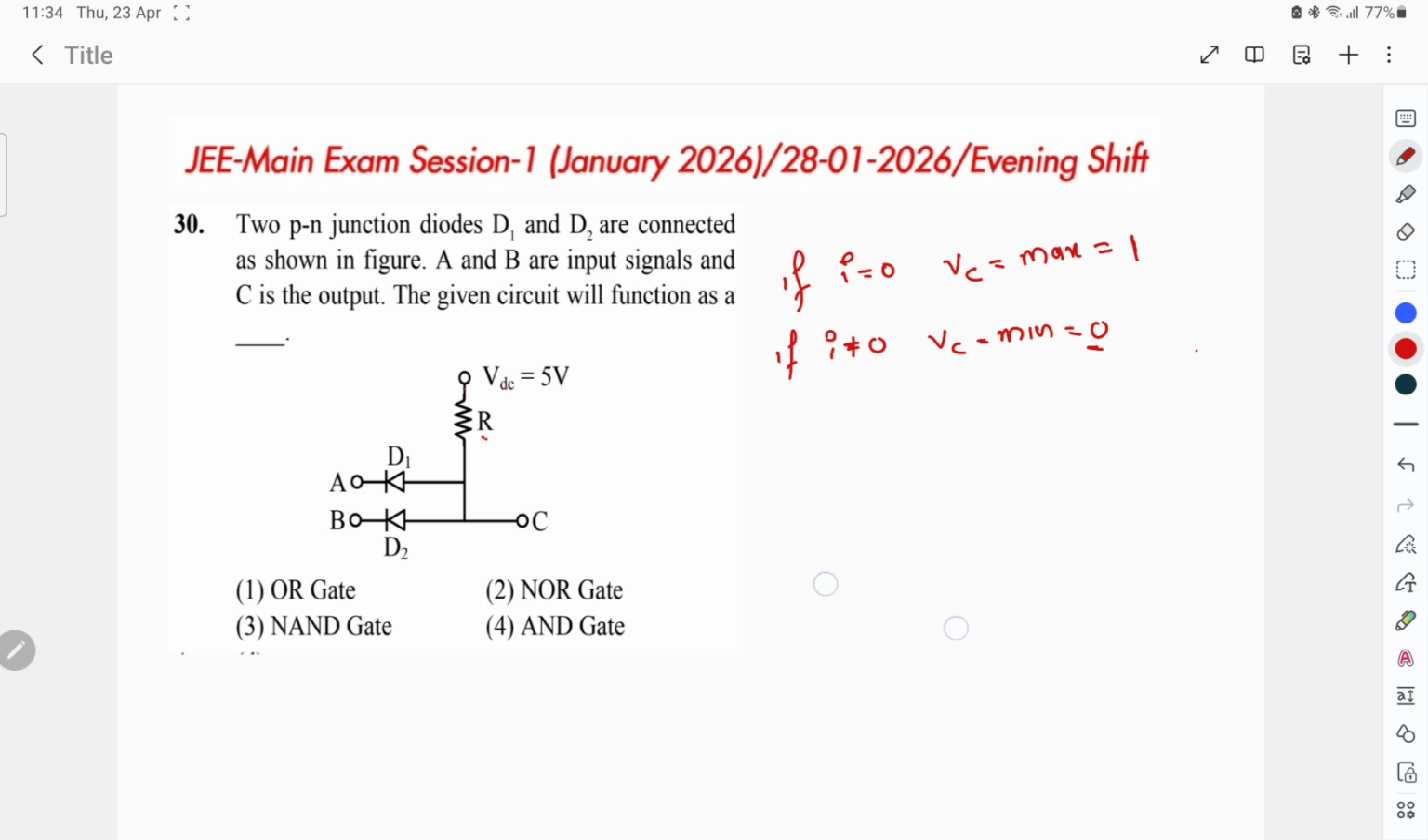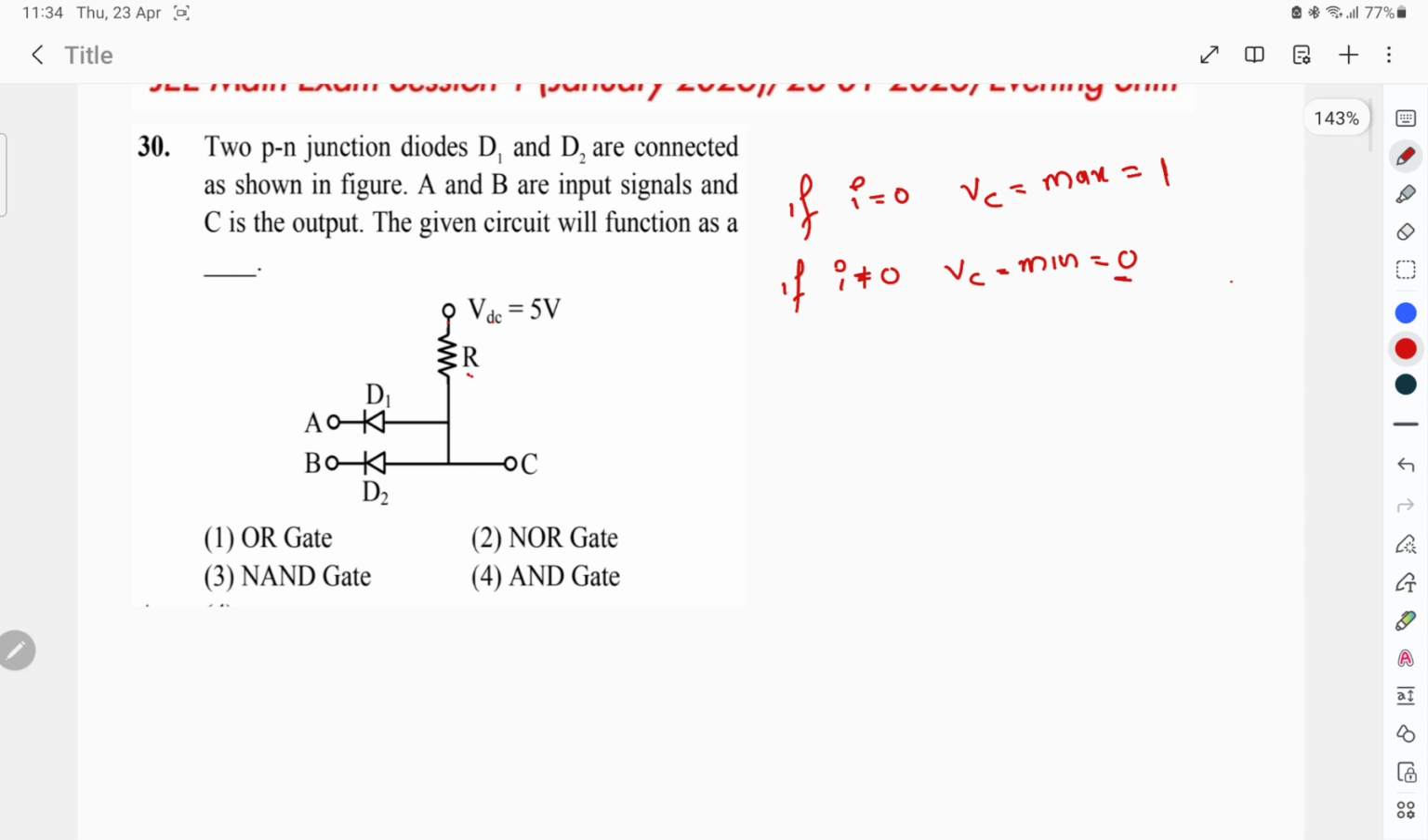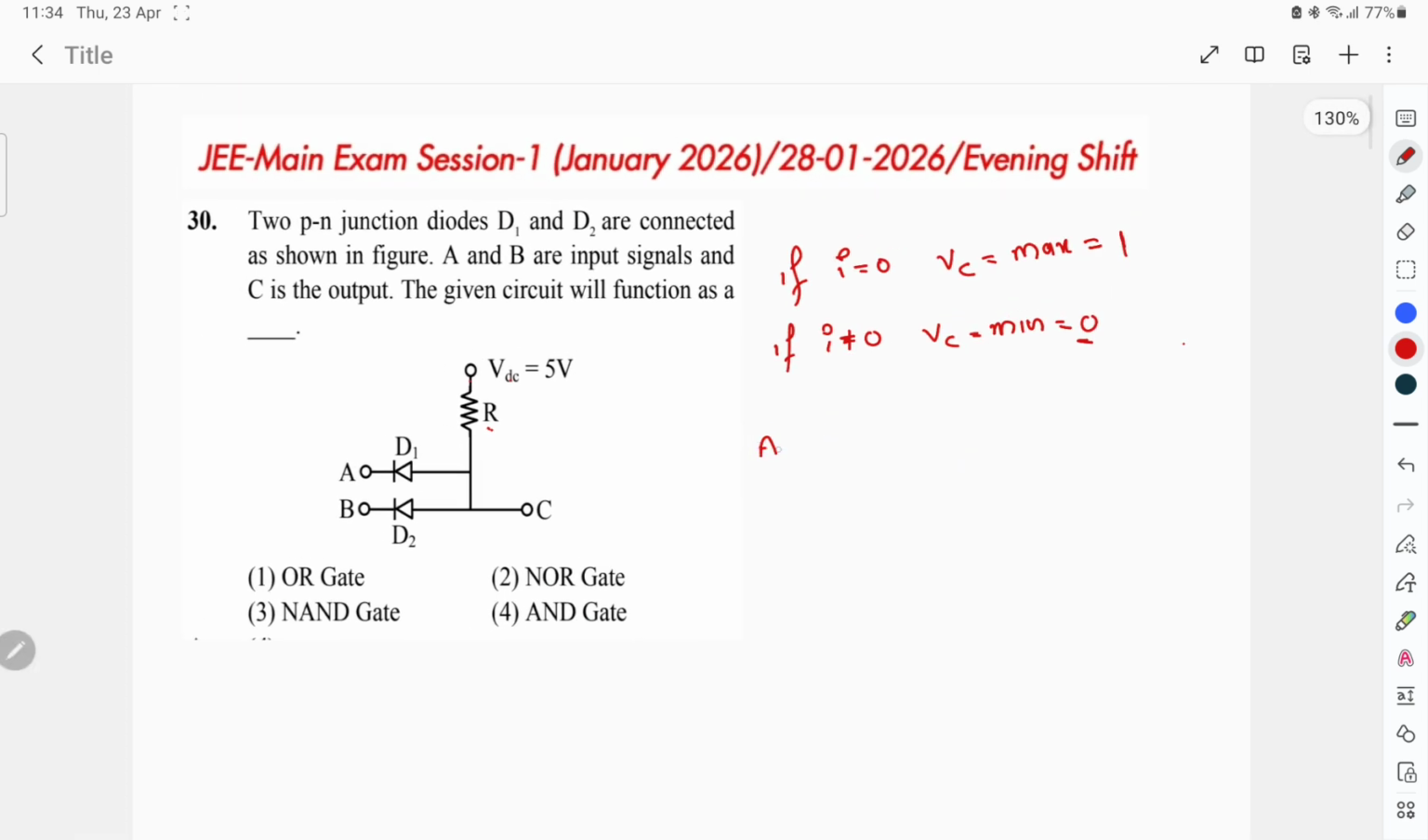So now we will try to understand how this circuit will act. For that I will write A and B and C, so we have to draw the truth table. I will write first 1 and after that 0. So 1 means here it is positive and here also it is positive. Now try to understand the diodes. For D1, N will be here and P will be here. For D2, N will be here and P will be here. So here it is negative polarity and it is positive, and here also negative polarity and positive.